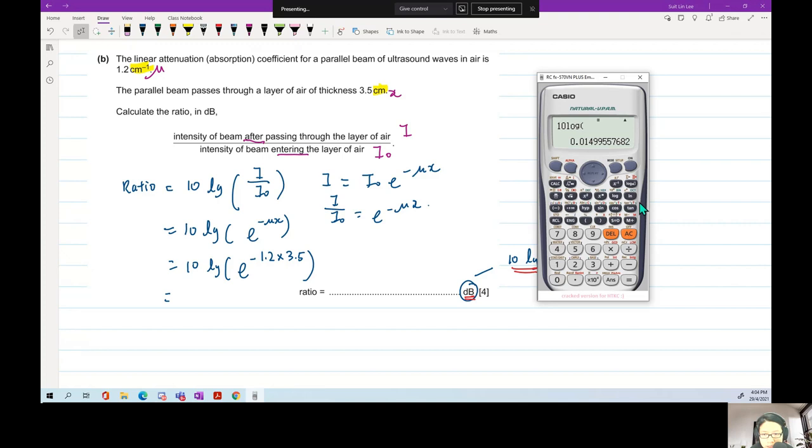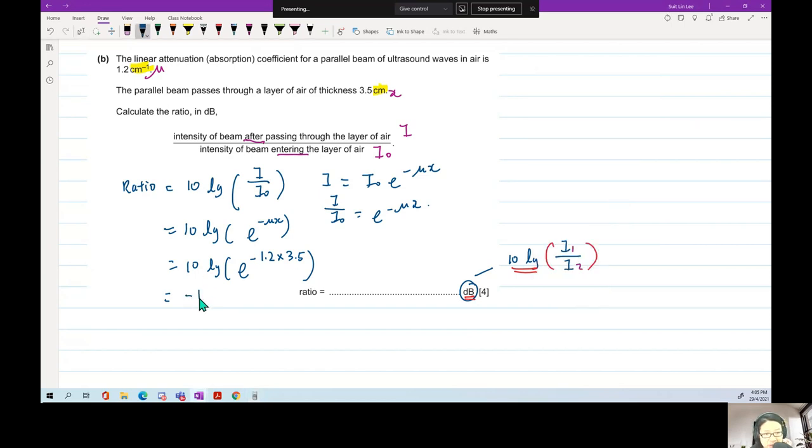10 lg. lg and ln is not the same thing. If you don't know what the difference is, go figure out. Come talk to your lecturers. Click answer, because just now we already calculated, so 10 lg this one. Equal. So the answer is -18.24. Because there's a decrease. Because I is less than I naught, so you should get negative. So -18.2. You can leave the negative there. The negative here shows me that I is less than I naught. Makes sense, what? Passing through the layer of air has to have less intensity than entering the layer of air.